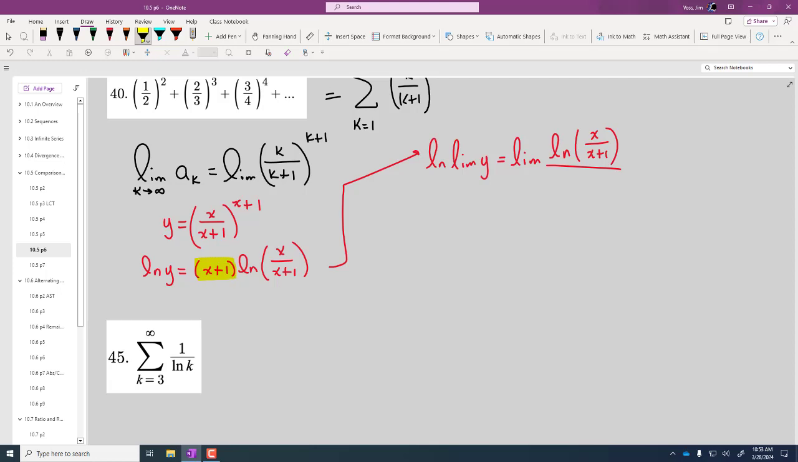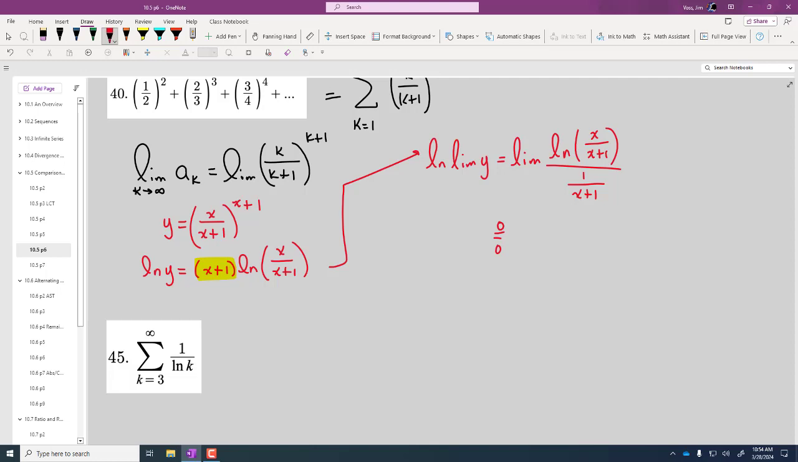Multiplication by a factor is the same as division by the reciprocal of that factor. Everyone agree? So if we push that into the denominator, we get 1 over x plus 1. And now we have a 0 over 0 situation. Correct? Yeah. And we have 0 over 0. So we can apply L'Hopital's rule.